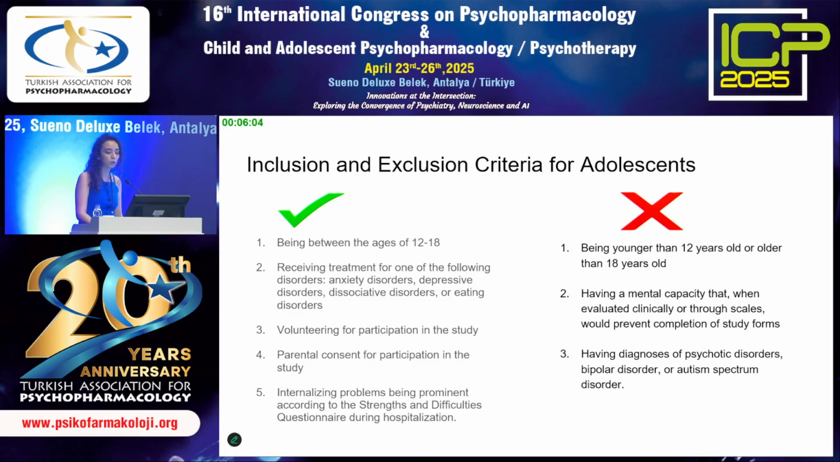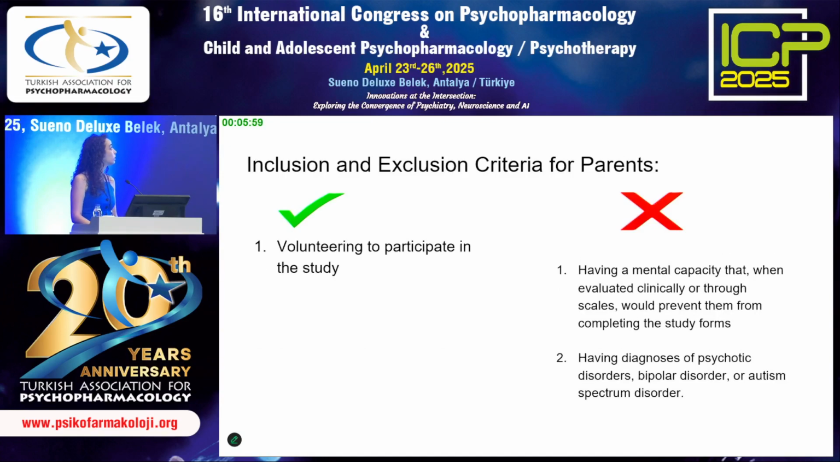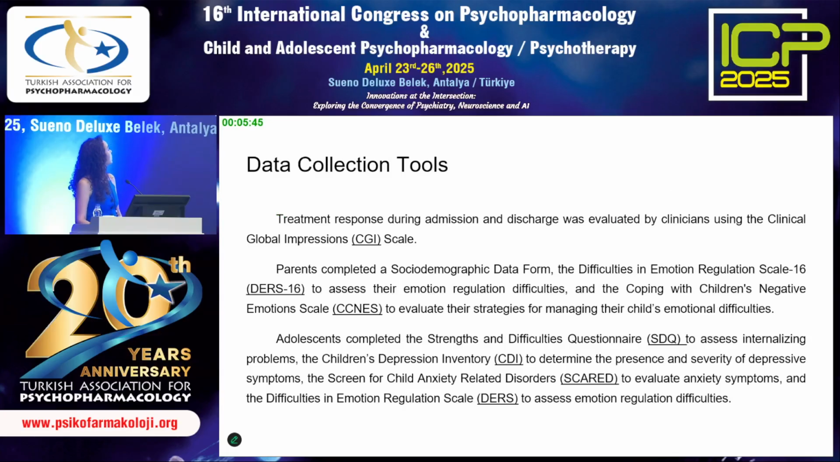Being between 12 and 18 years old and volunteering to participate in the study were the conditions, along with having mental capacity. Having a diagnosis of psychotic disorders, bipolar disorder, or autism spectrum disorder was an exclusion condition.